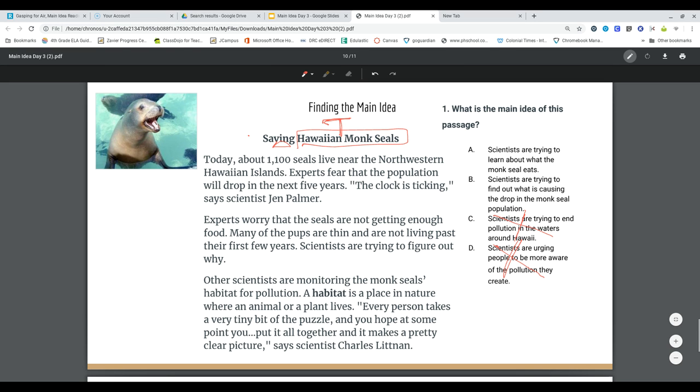Saving is in the title. And I noticed they continue to say scientists were fearing for the population. They wondered if they were getting enough to eat, or they wondered if it was something in the habitat. So for the steps that they were taking, or how they were saving them, I think B is the best answer, because saving, that's how they're going to save them. They have to first figure out what's causing the drop in the population. So B would be the main idea of the passage.